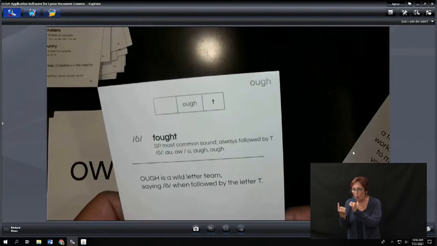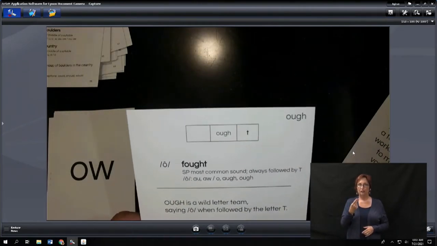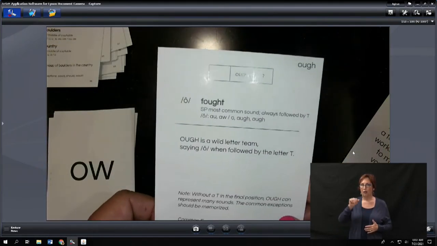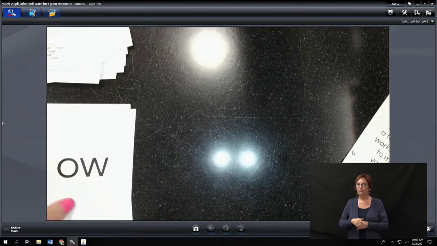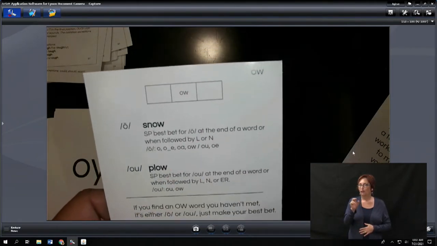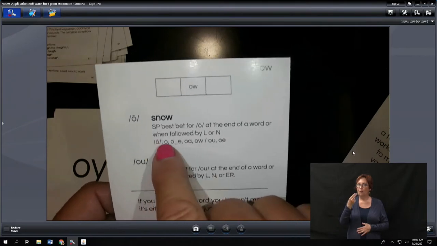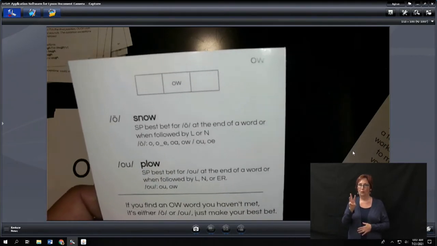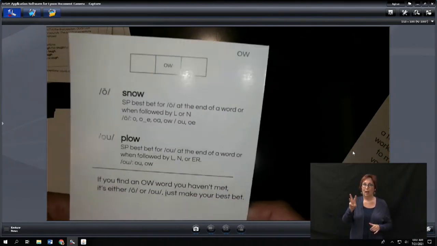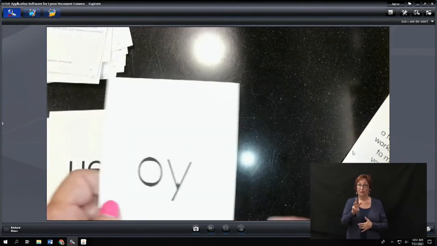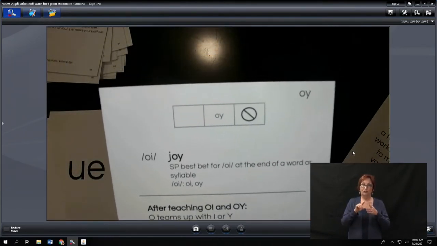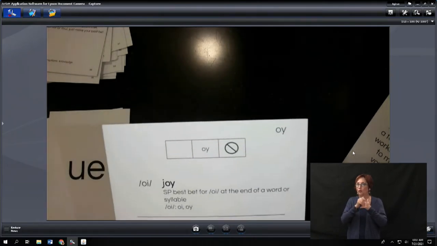O-U-G-H is one of those four letters. And it comes before the T, and it says aw, aw again. O-W has two sounds. It's a slider, as in plow, and it says ow, and you would teach that first. O-W saying O as in snow, and then they can remember by saying snow plow. Those are the two sounds for O-W. Oh, here's another diphthong, O-Y. It says oi. I start out little and get big. It is how you would spell oi at the end of words.